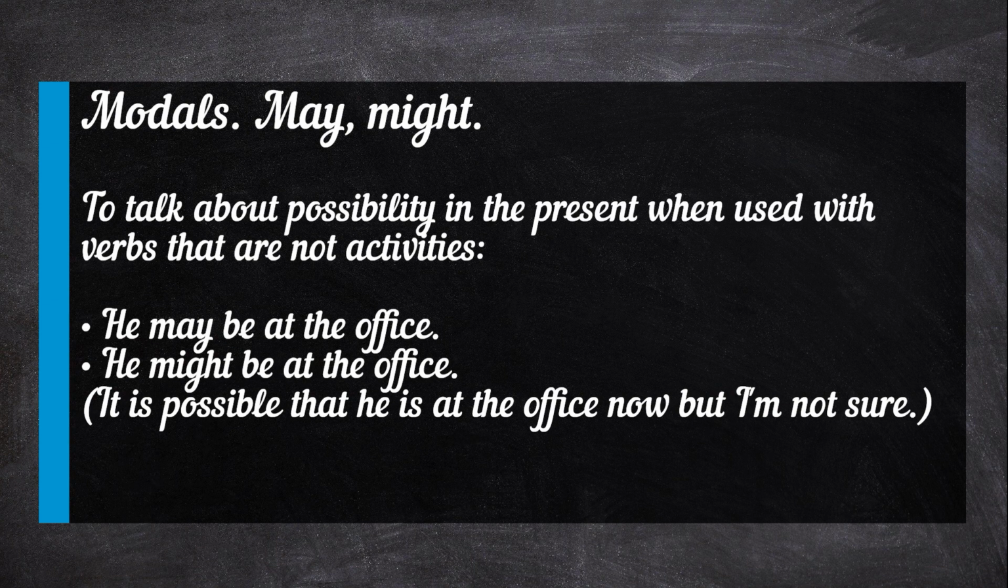To talk about possibility in the present when used with verbs that are not activities. He may be at the office. He might be at the office. It is possible that he is at the office now but I'm not sure.